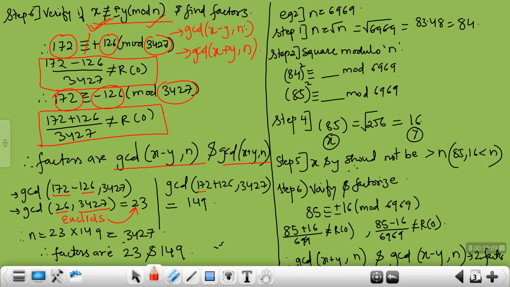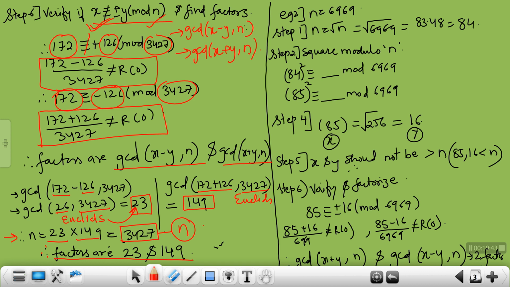Similarly, when I add 172 plus 126 and find out the GCD of this number with 3427 using Euclid's algorithm, I get the answer as 149. So this 23 and 149 are two factors of your number 3427. To verify, I'm going to multiply 23 with 149. The answer is 3427, which is the n number that was given to us. Therefore, we write down that the factors of this number are 23 and 149.